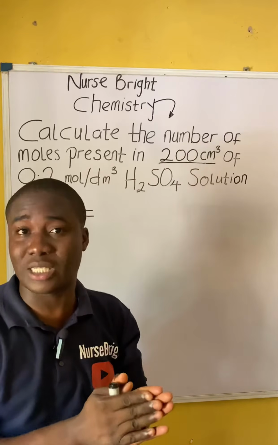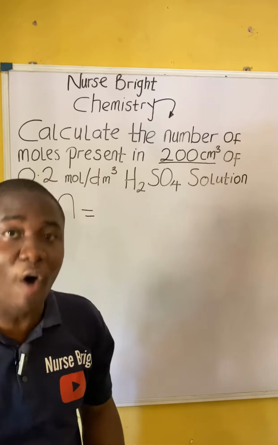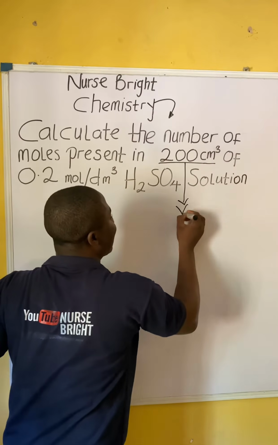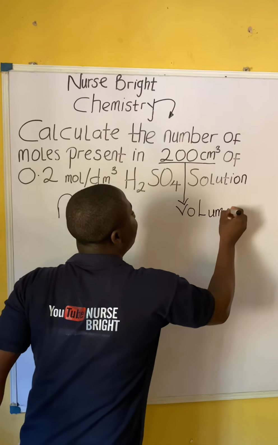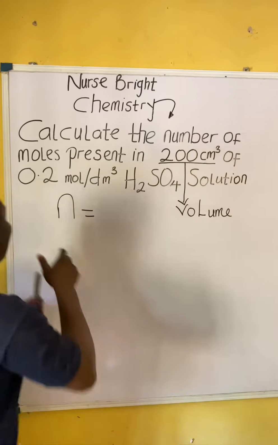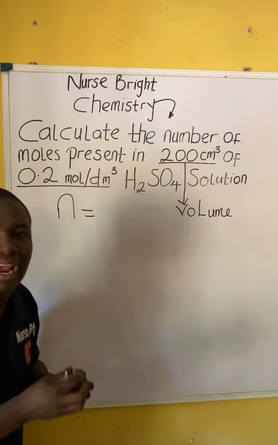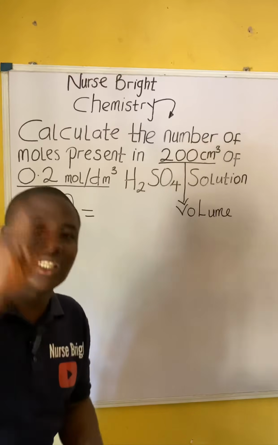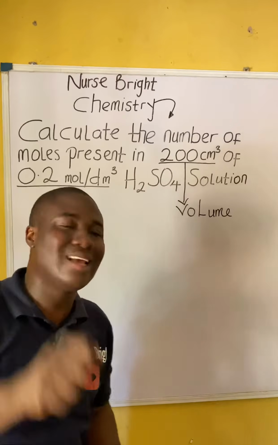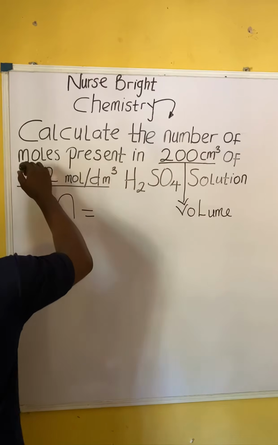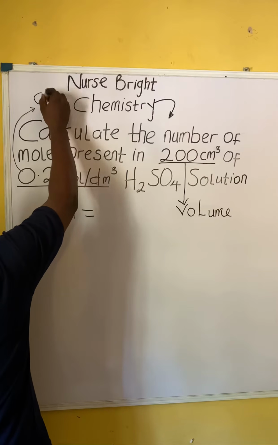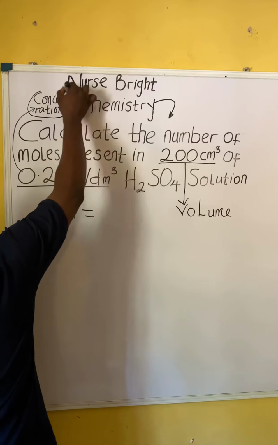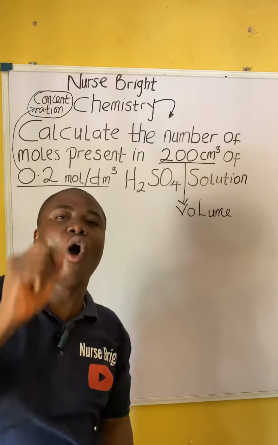What does cm cube talk about? Cm cube is simply volume. Any number in science that ends with cm cube tells us that that particular number is a volume value. Another parameter I saw in this question is 0.2 moles per dm cube. In chemistry, any number that ends with moles per dm cube is simply what we call concentration. Please listen very well. Any value that ends with moles per dm cube is concentration.